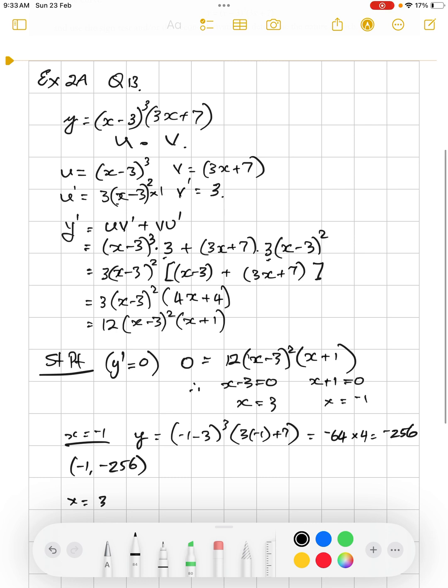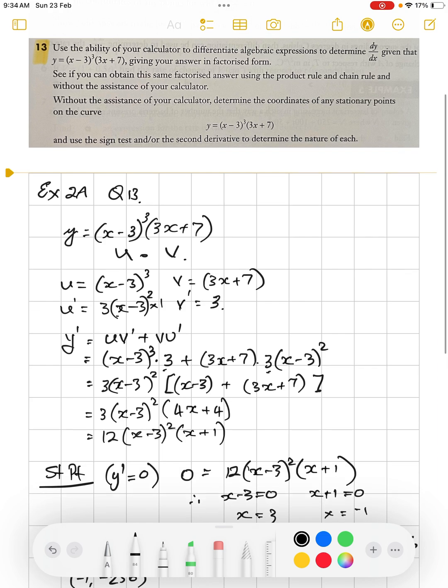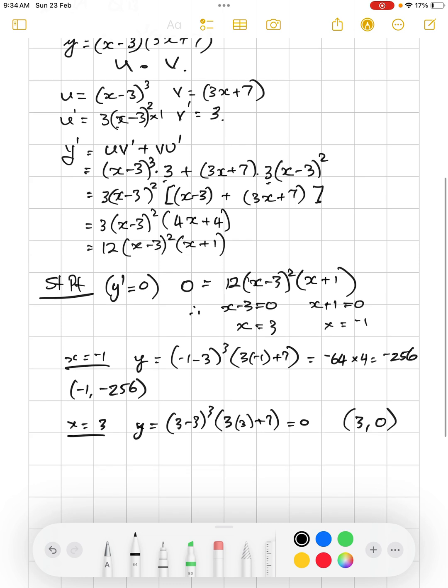When x is 3, y is equal to 3 take away 3, cubed, and 3 3s plus 7, we've got a 0 value. Therefore that's (3, 0). And then it said, determine the nature of the stationary points of the curve, use the sign test or the second derivative. Well, let's just use the second derivative, shall we?